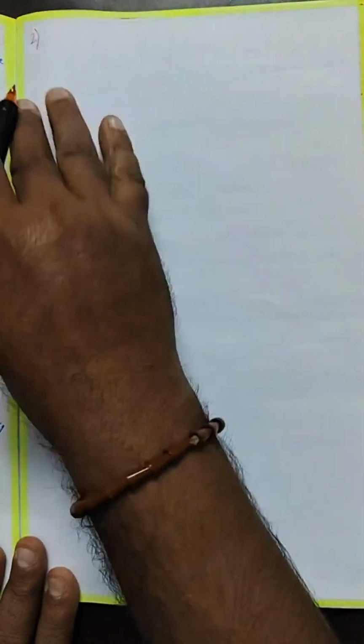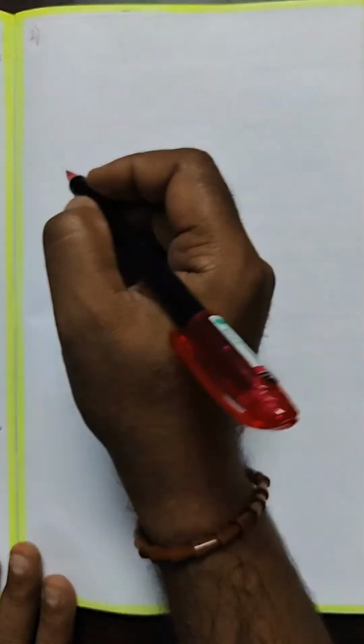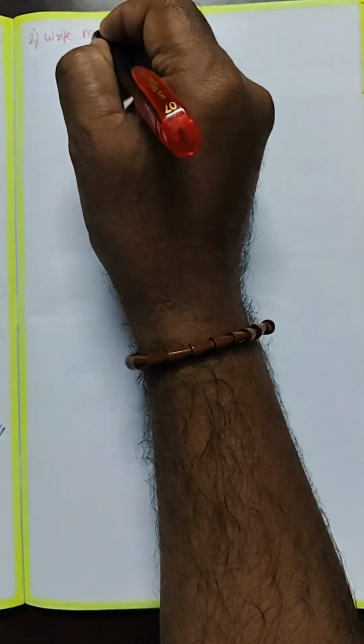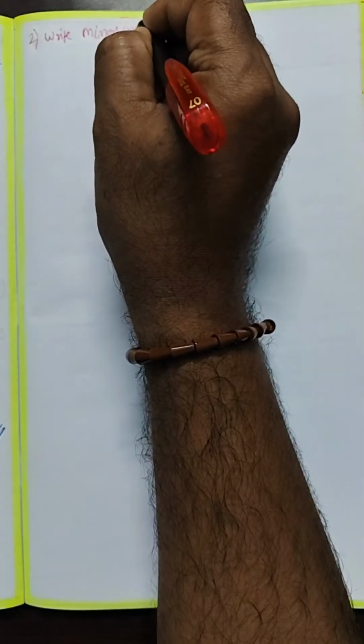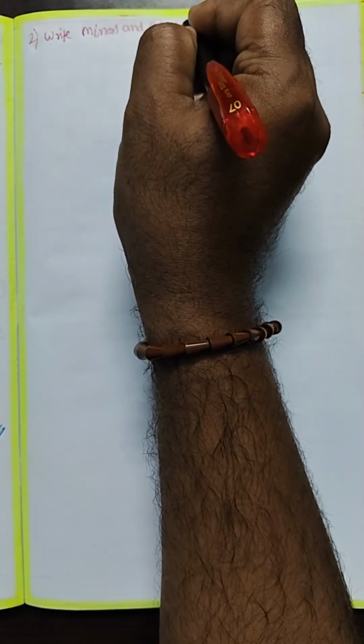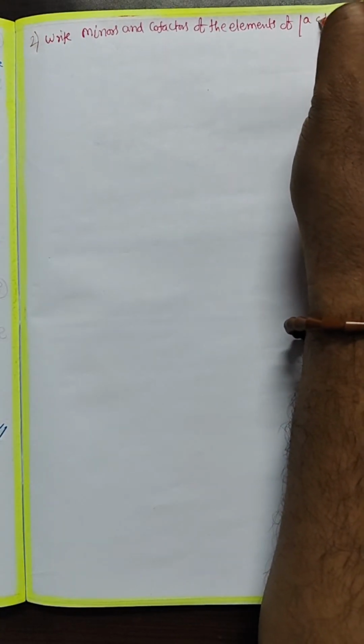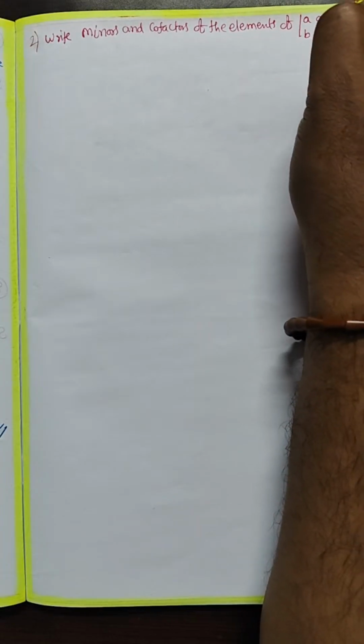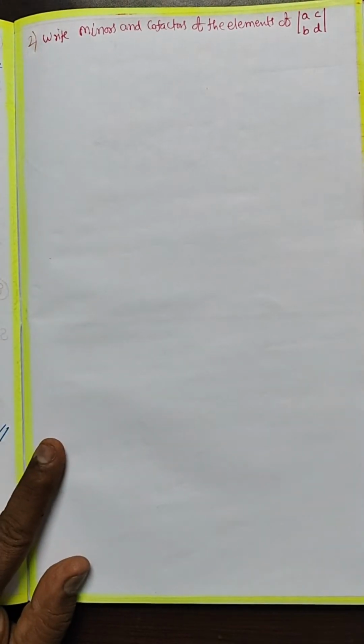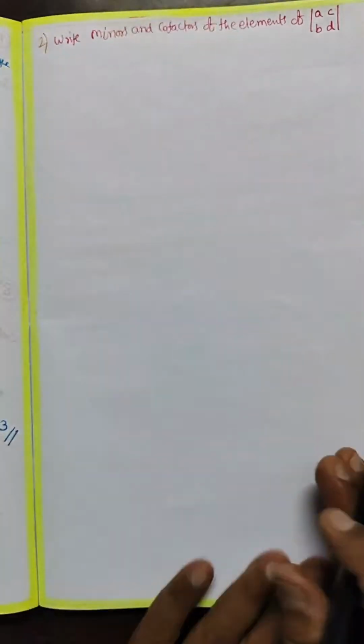So question number 2, write minors and cofactors of the elements of the determinant A, C, B, D. See how we are going to do that. In a similar way we can go.